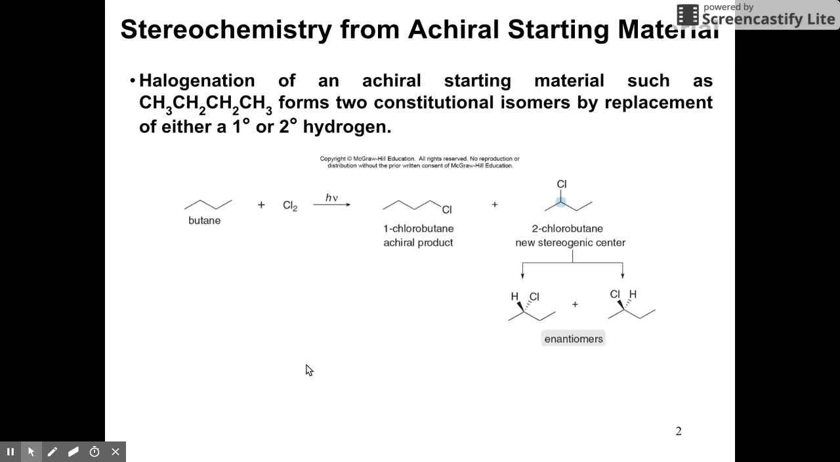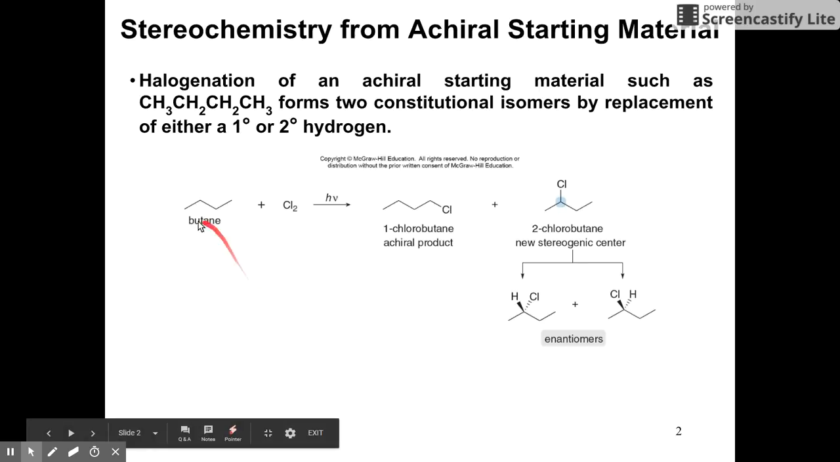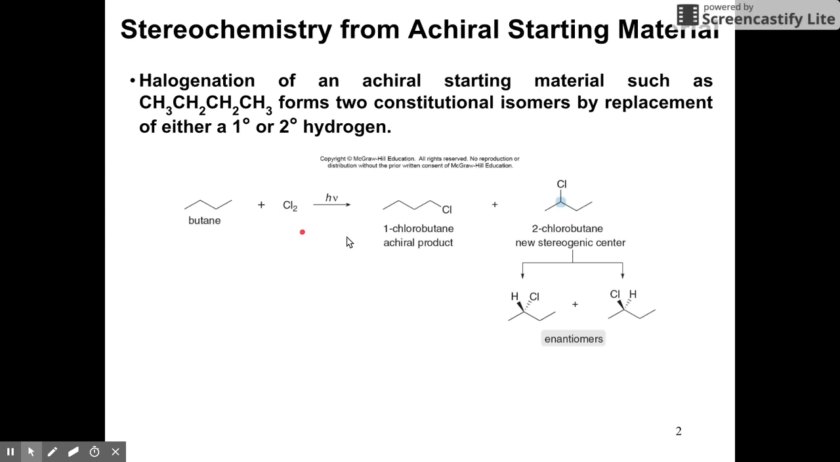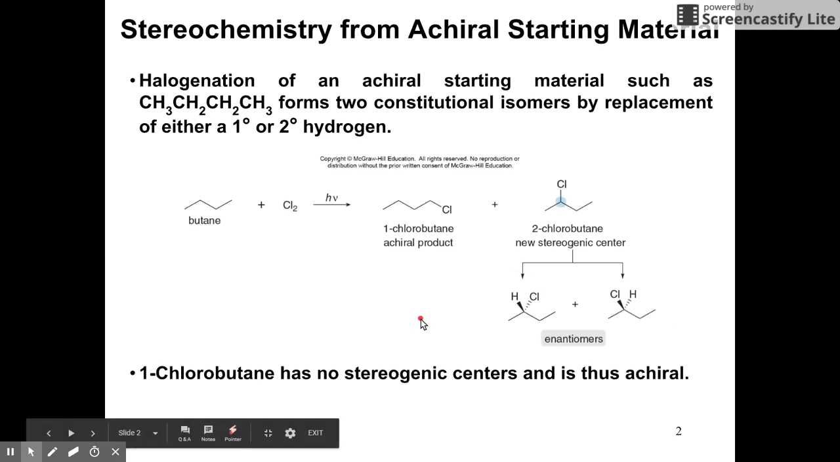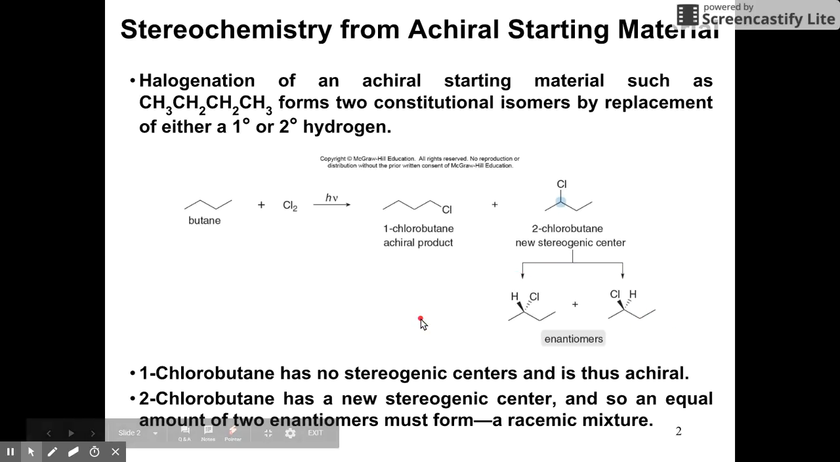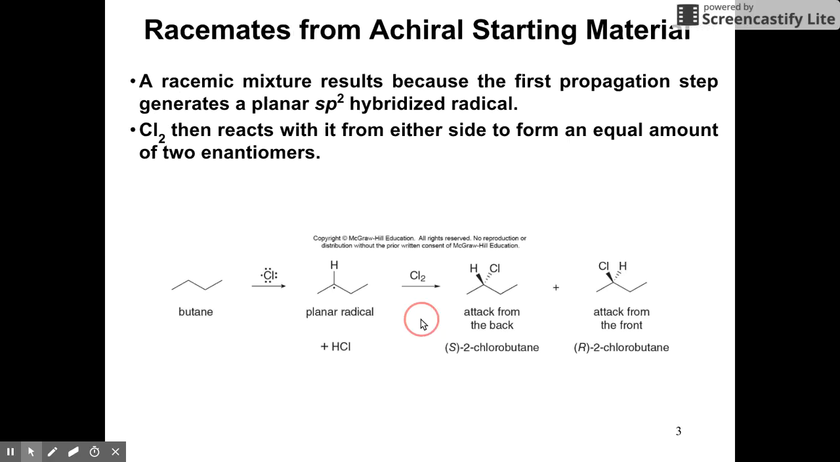And so if we have an achiral starting material like butane, and we react it with chlorine, we halogenate it, we can get different regioisomers, the 1-chlorobutane and 2-chlorobutane. This is creating a chiral center, but you're going to get equal amounts of these enantiomers. And so 1-chlorobutane's achiral, and you'll also have a racemic mixture in 2-chlorobutane.